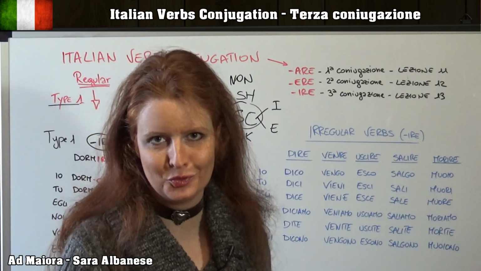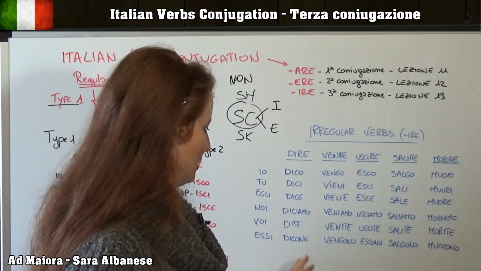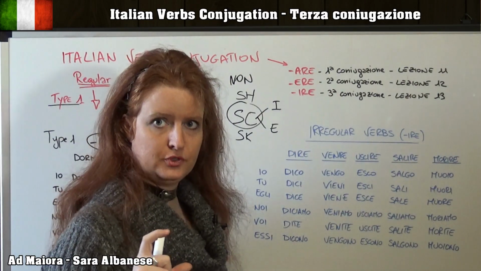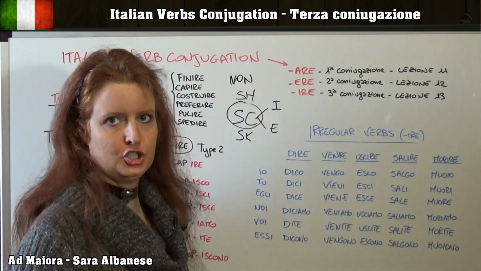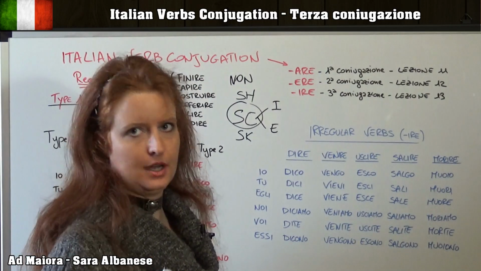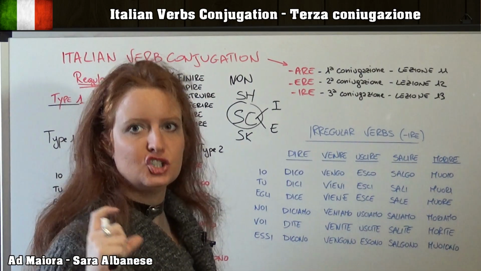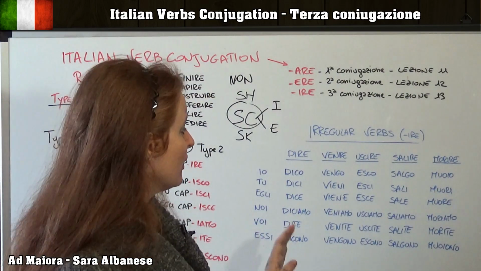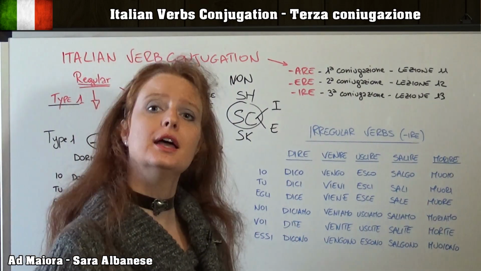Dite, okay, we have no chi there, so no problem. And then the final one, dicono, we got an O after the C. That's why I say k. I won't say c, dicono. I will always say dicono. Okay, so this is the verb dire.